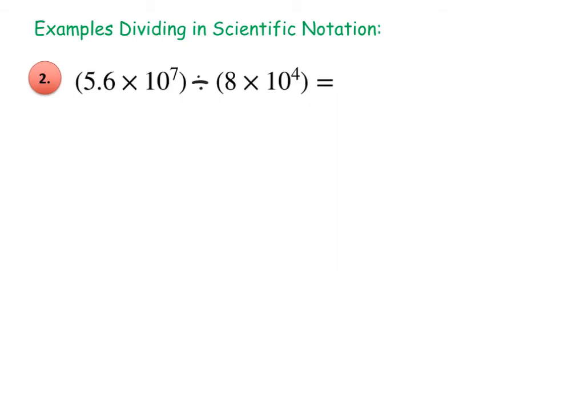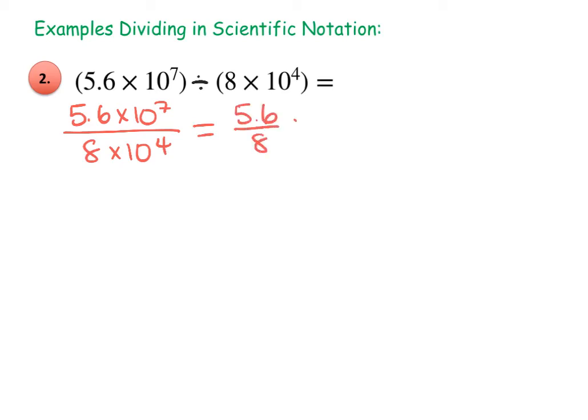So looking at our last example, we have 5.6 times 10 to the power of 7 divided by 8 times 10 to the power of 4. So again, I'm going to rewrite this as a fraction, so over 8 times 10 to the power of 4. And we can split this up into a product of two fractions. So 5.6 over 8 is being multiplied by 10 to the power of 7 over 10 to the power of 4.